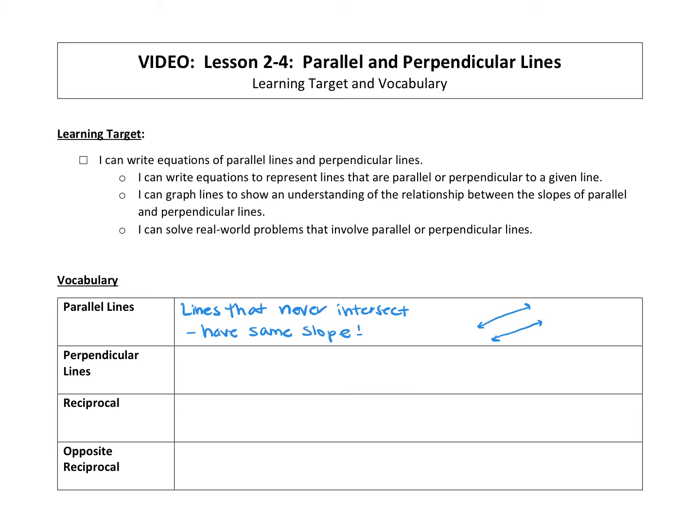All right, perpendicular lines are lines that intersect at right angles. A visual of that, if you have one line and the other line comes through and crosses it, it's going to form a right angle. That little box, I think you guys have seen that before. That's an indicator for a right angle. Couple things about perpendicular lines. They have opposite reciprocal slopes.